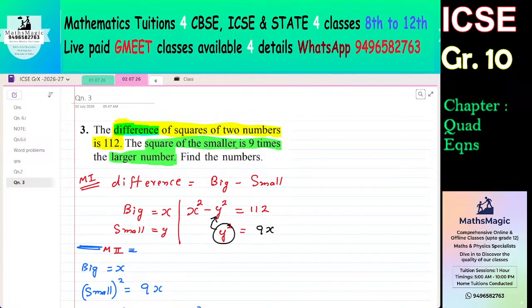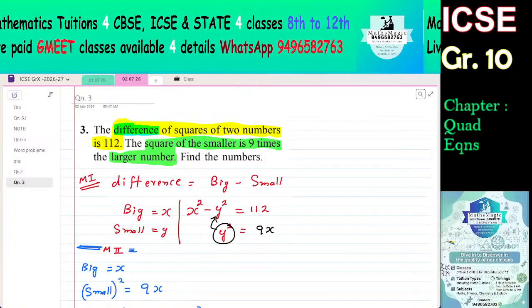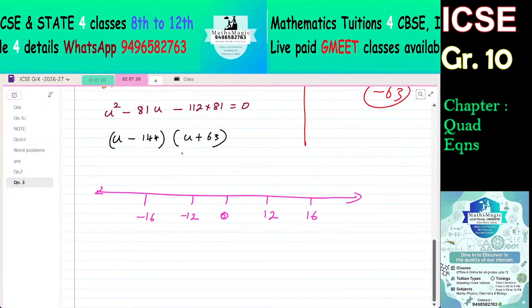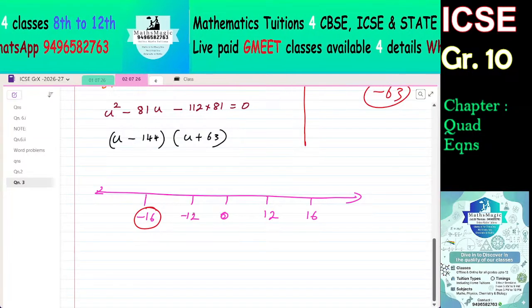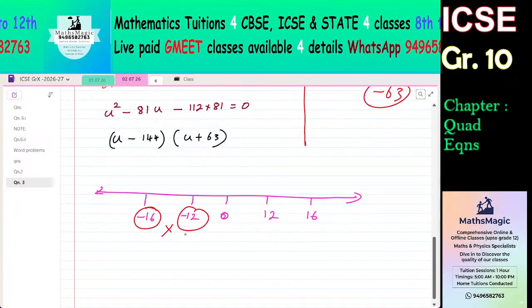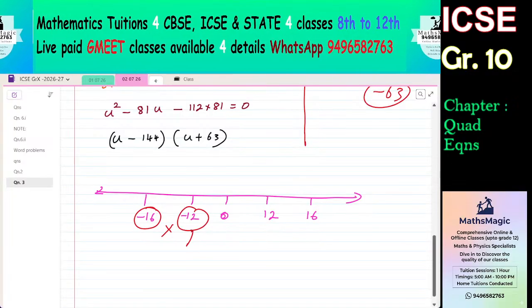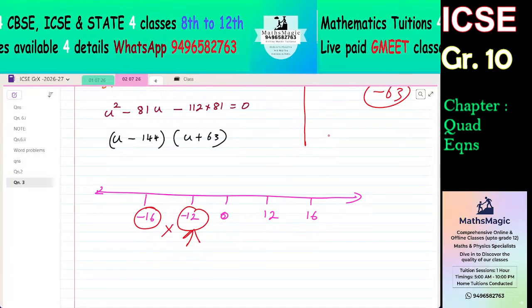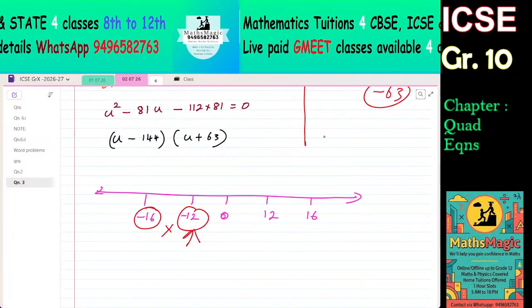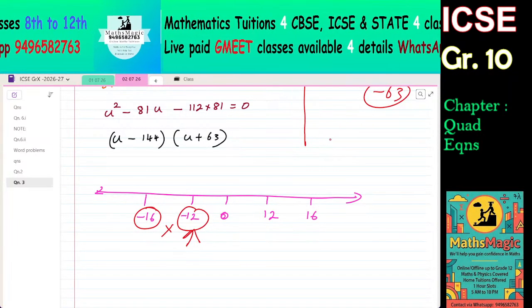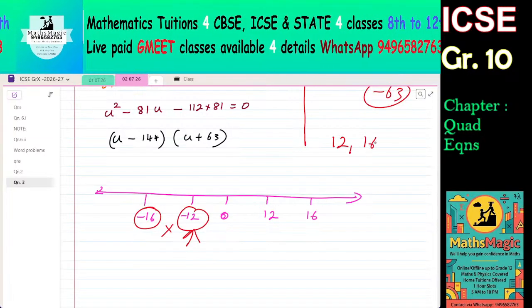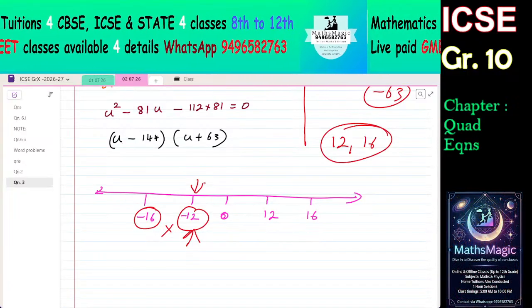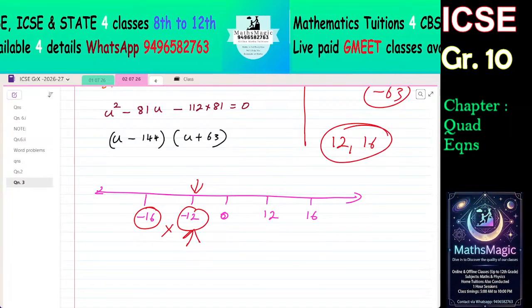The square of the smaller is 9 times the larger. See, don't get confused with negative 16 being larger than negative 12. It's a wrong concept. Here, this is larger. Now you have it. Yeah. Understood? So you won't get those two sets. The solution is these two itself. You were confused with this concept. That's why I wrote the number line, and now you are clear with the concept.